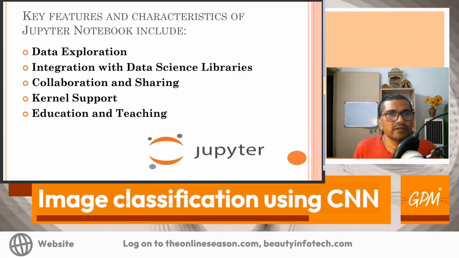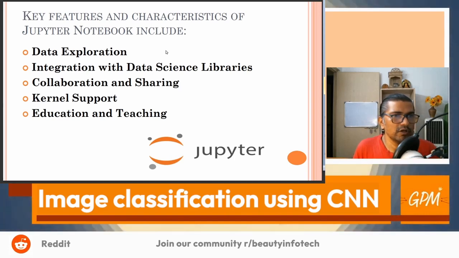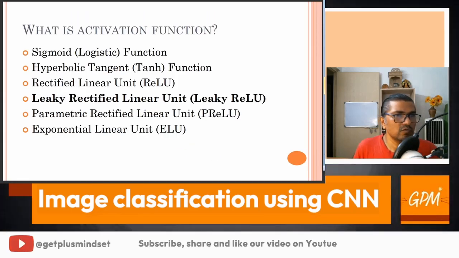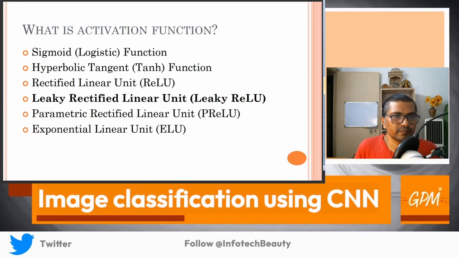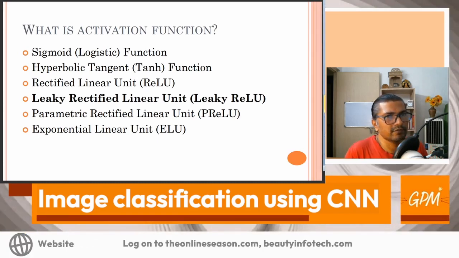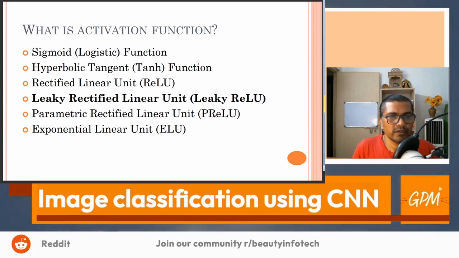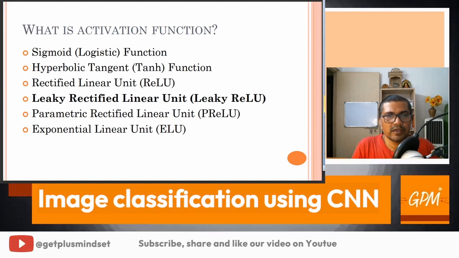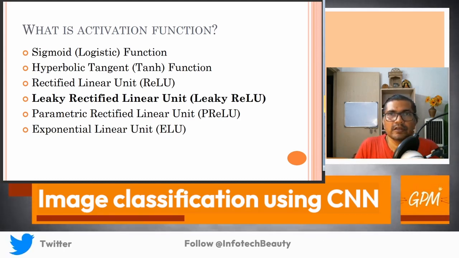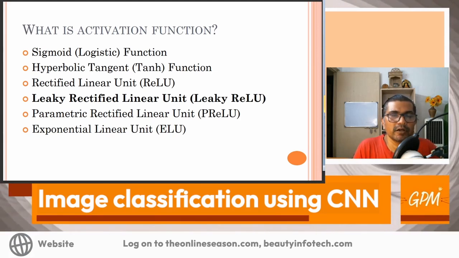So, dear friend, we understood different features of Jupyter Notebook. Let's move to our next slide. What is an activation function? It's a very important topic. So, activation function is basically a feature of your convolutional neural network. An activation function is also known as a transfer function. It is a critical component in the artificial neural network and deep learning model.